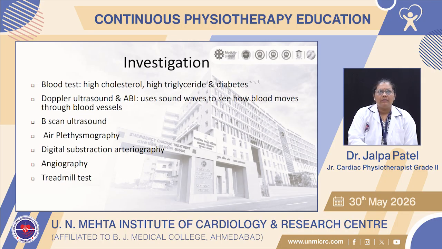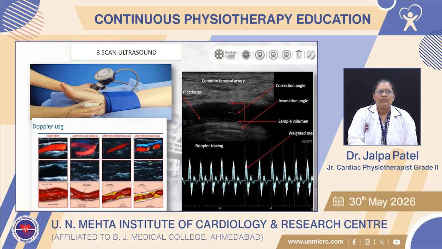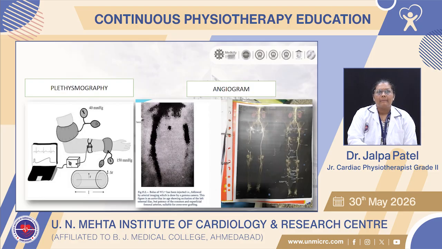Now we are going on to investigations of peripheral arterial disease. Blood tests, in this, high cholesterol, high triglyceride and diabetes. Doppler ultrasound and ABI use sound waves to see how blood moves through blood vessels. B-scan ultrasound, air plethysmography, digital subtraction arteriography, angiography and treadmill test. These images show B ultrasound, Doppler USG, plethysmography and angiogram.